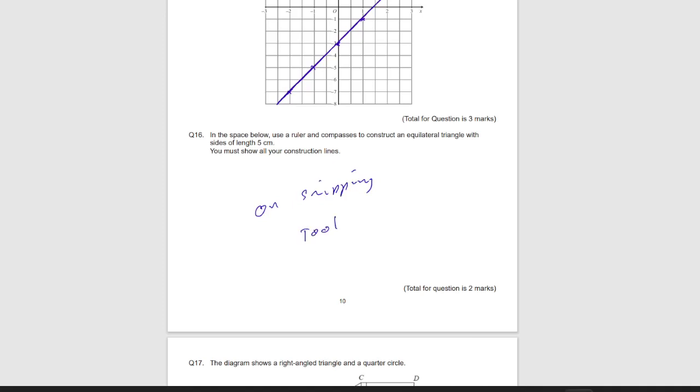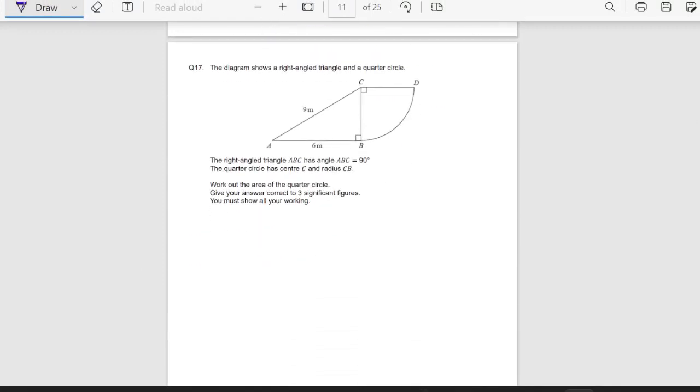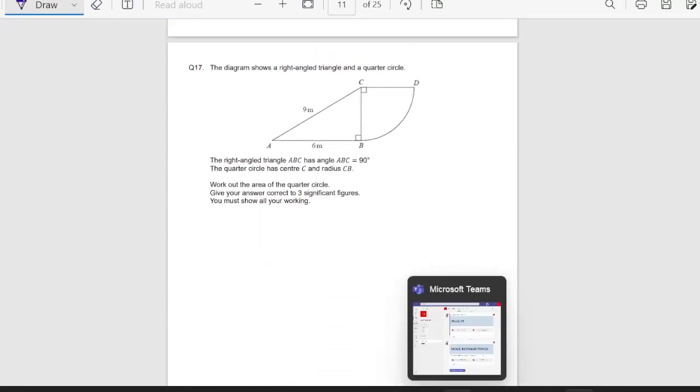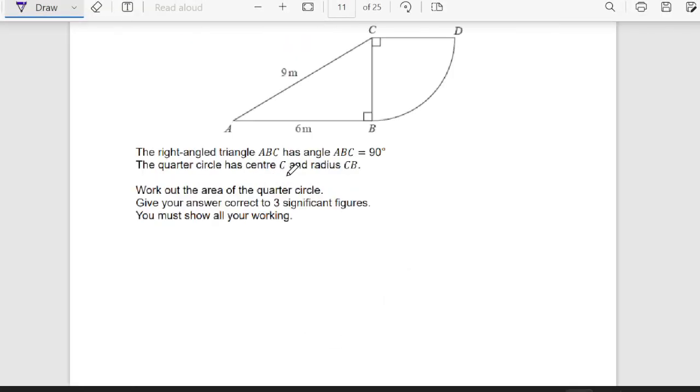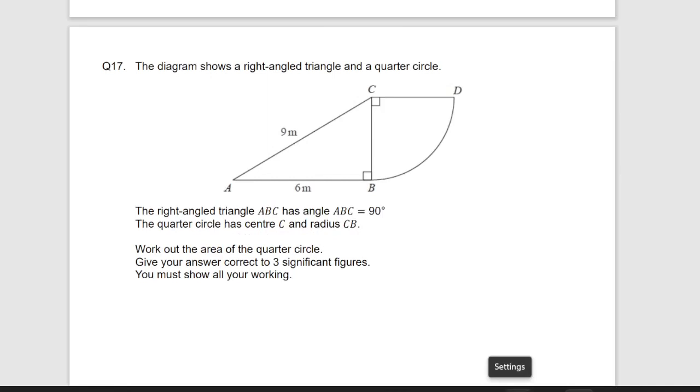Okay, question 17 then. So the diagram shows a right angle triangle. Let me make that a little bit bigger. The diagram shows a right angle triangle with a quarter of a circle. The right angle triangle ABC has angle ABC equal to 90 degrees. The quarter of the circle has a center C and a radius CB. Work out the area of the quarter circle. You must give your answer correct to 3 significant figures.